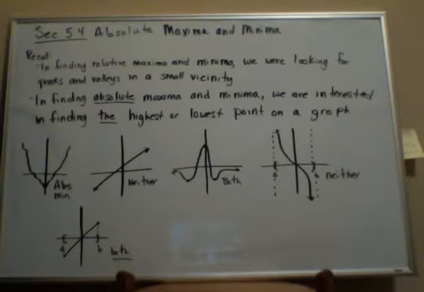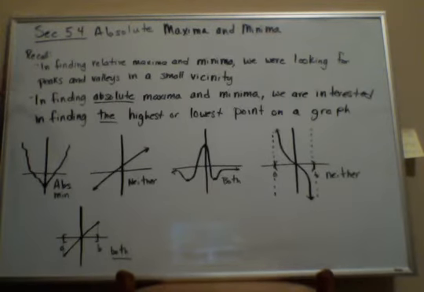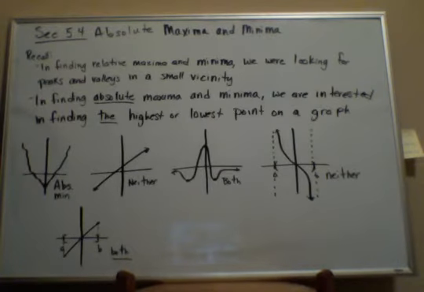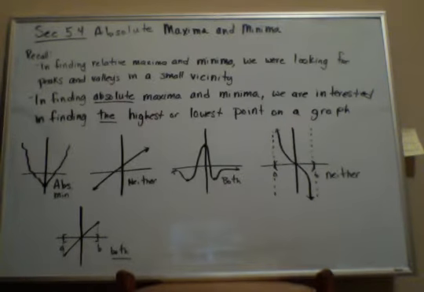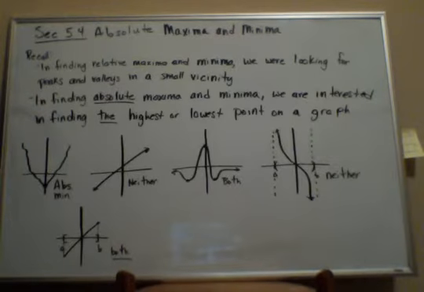Okay, so remember that we were finding relative maxima and minima, and we were looking for peaks and valleys that were in a very small vicinity. And so we weren't really finding what we might consider the absolute. When we find the absolute maxima and minima, we are interested in finding the highest or lowest point on a graph. And you'll see I have several graphs here because sometimes we'll have an absolute maximum or a minimum. Sometimes we'll have multiple absolute maxima or minima. Sometimes we won't have either.